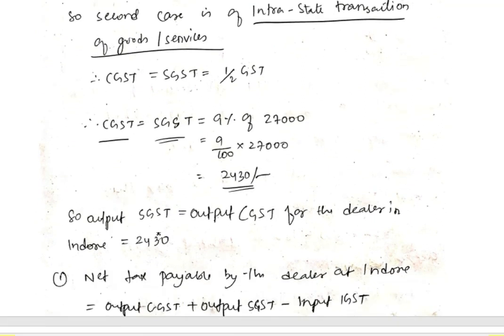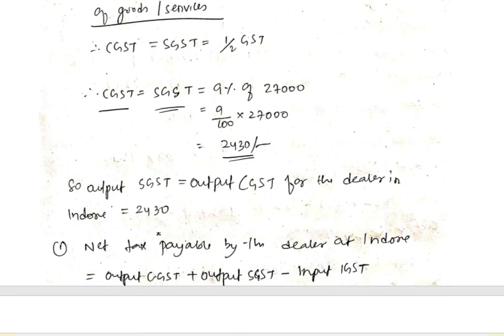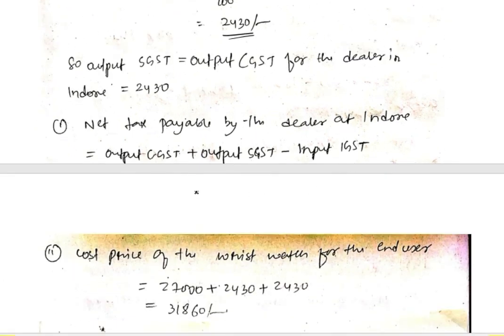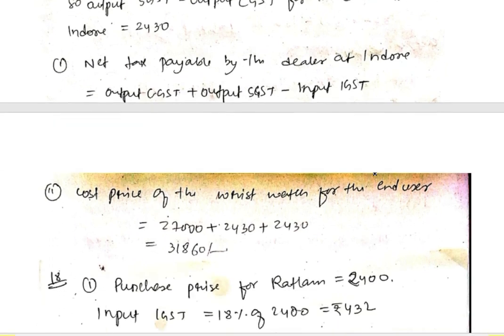Now we can calculate the net tax payable. So this 2,430 will be the output CGST as well as the output SGST for the dealer in Indore. Therefore, the net tax payable by the dealer in Indore will be output CGST plus output SGST, because we have two types of output, that is SGST as well as CGST. So both have to be added and subtracted from IGST. So minus input IGST.